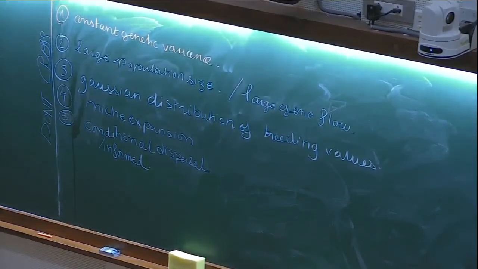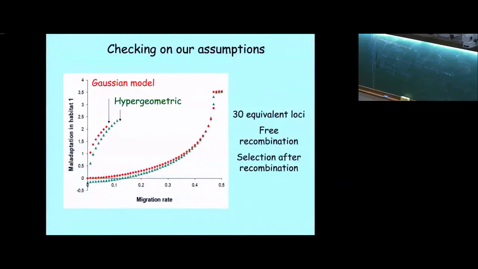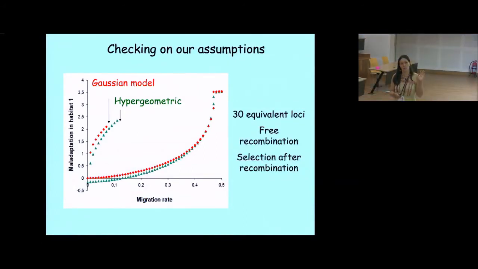We used a model which is not super realistic, I must say, called the hypergeometric model, which assumes a large number of loci with only two alleles per locus and equal allelic effect across loci, pre-recombination. What was also important in this case, we did discrete time simulation, not continuous time, and we had to assume, here we present results assuming selection happens after recombination, which is quite important.